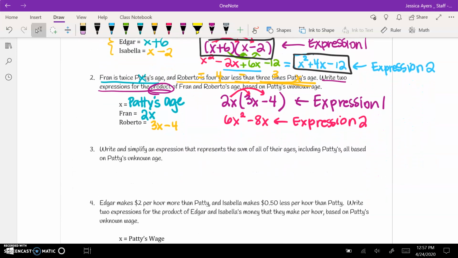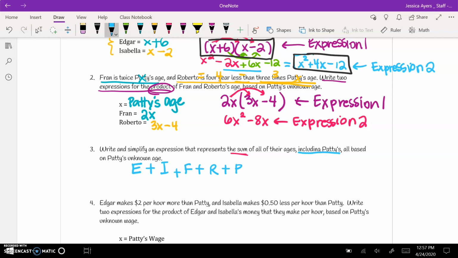Number 3 says to write and simplify an expression that represents the sum of all of their ages, including Patty's, all based on Patty's unknown age. So I want an expression that's the sum. What I'm thinking is I need to do however old Edgar plus however old Isabella plus however old Fran plus however old Roberto, and then I also need to include Patty, so I need to add Patty's age.